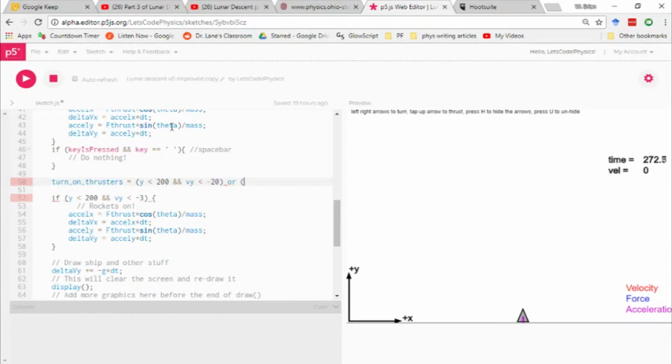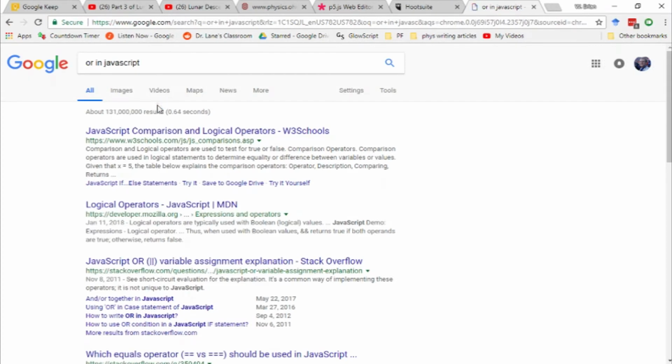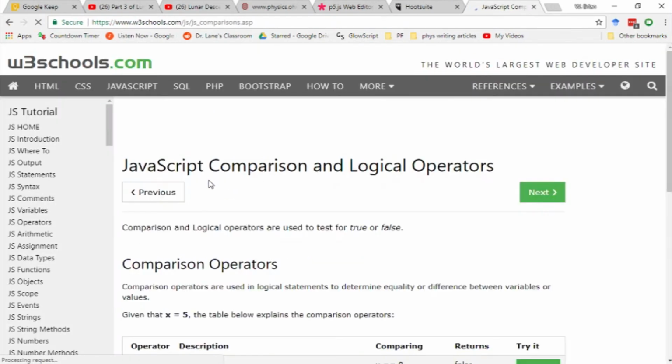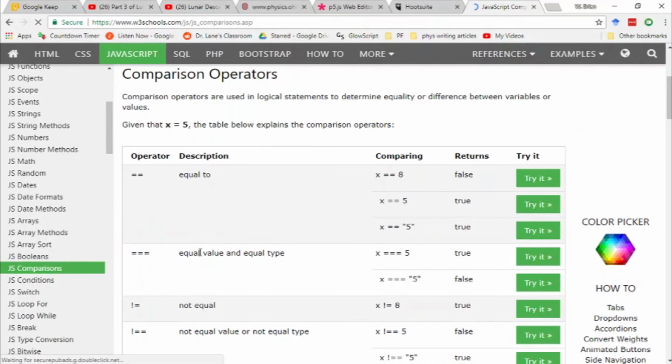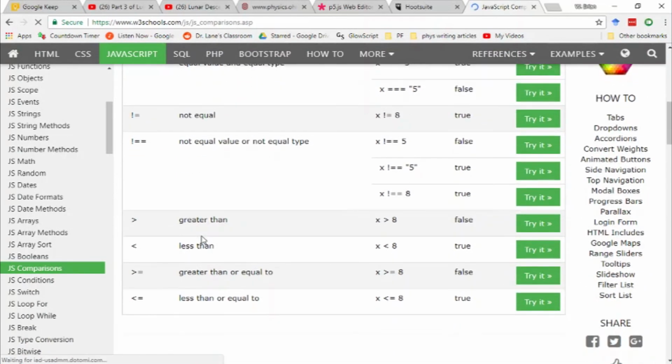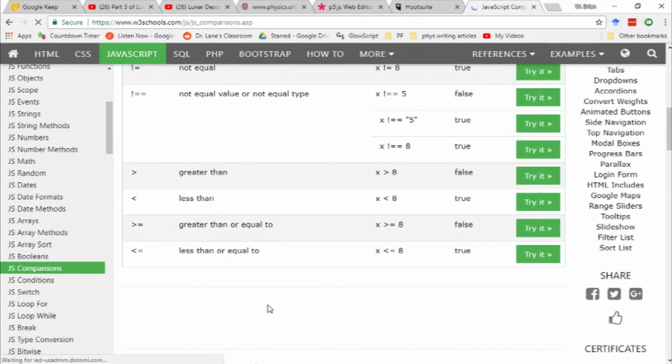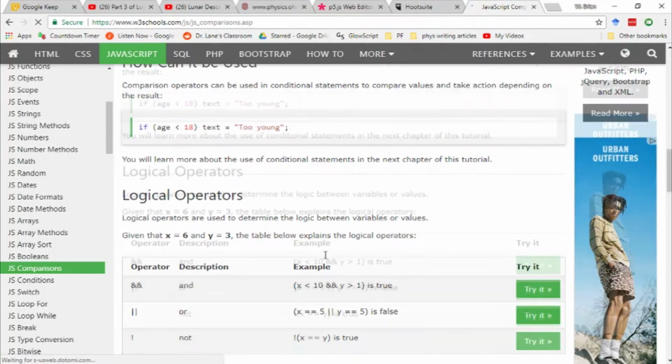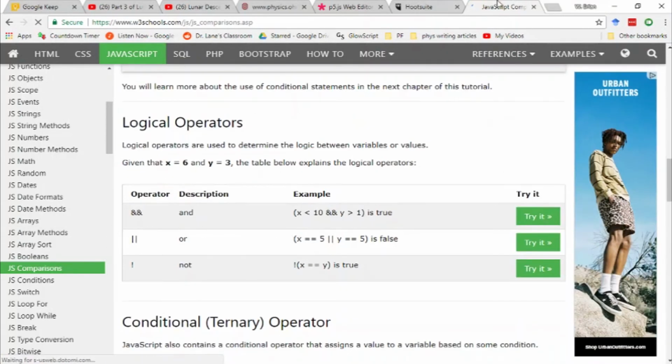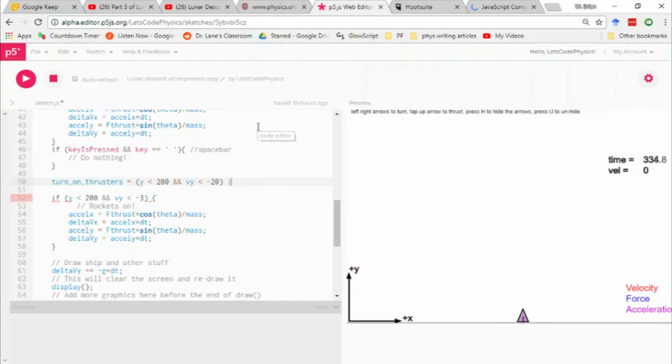Or, is that how I type an OR here? I don't think that's how I do an OR here. This is JavaScript, I think. So what is OR in JavaScript? Comparison of logical operators: equals, not equal, greater than, less than, equal to. Yeah, I need the booleans here. Okay, there we go. Oops, I need 2 vertical bars. There we go.